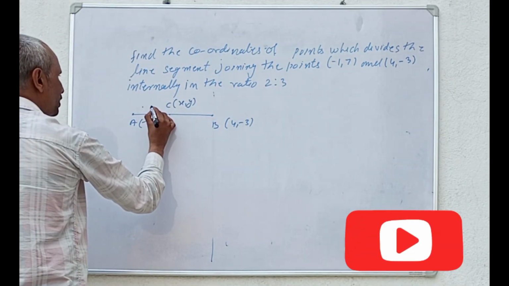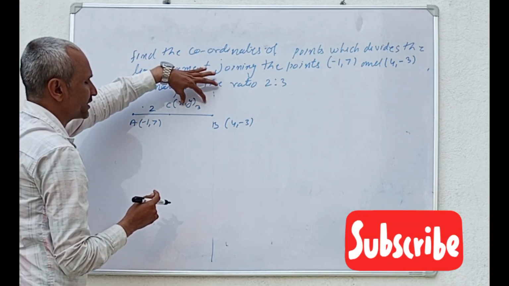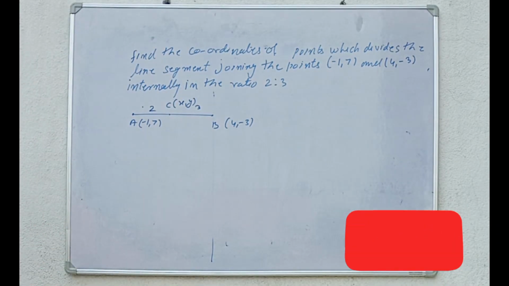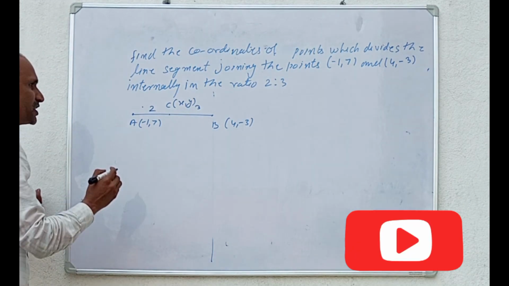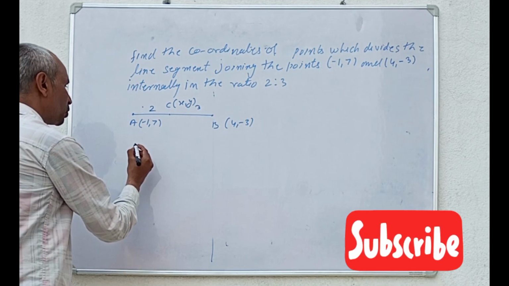So here it is given that 2:3 means this ratio. This side 2 parts are there and this side 3 parts are there. Total parts are 5 in that. We have to find that. So it is called divided in a section, so we are going to learn the section formula. So what is the section formula?